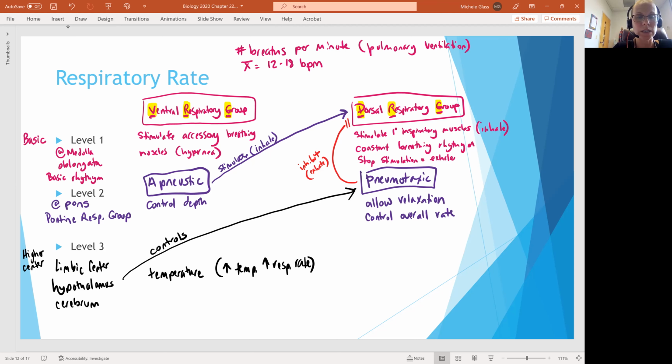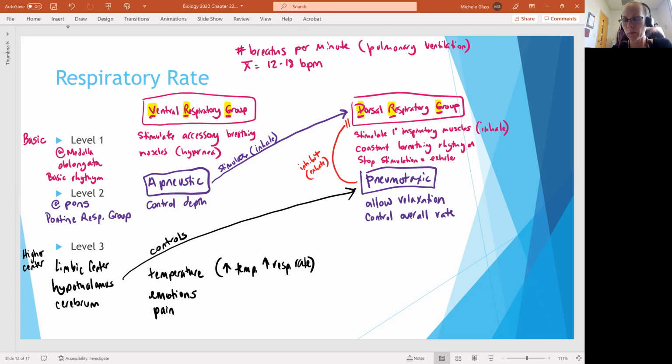We can take over this control based on our emotions. That's where we're getting that limbic system based on pain, which is also being processed, fear in the limbic system, all of that. And then we can just have conscious control like we did in our practice. Okay. All right.